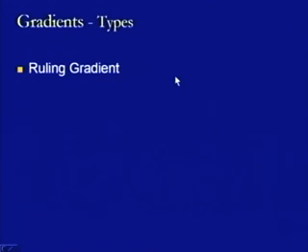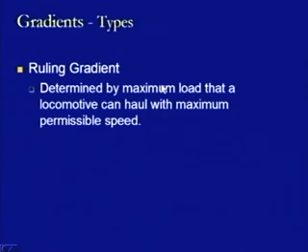So, we will be starting with the different types of gradients now, and the first gradient which we are discussing here is the ruling gradient. This is the design gradient basically, because it is determined on the basis of the performance of the locomotive, and at the same time it looks at the total amount of load which that locomotive can take along with it while negotiating any gradient without any major loss in the speed of the movement. So, that is what a ruling gradient is.